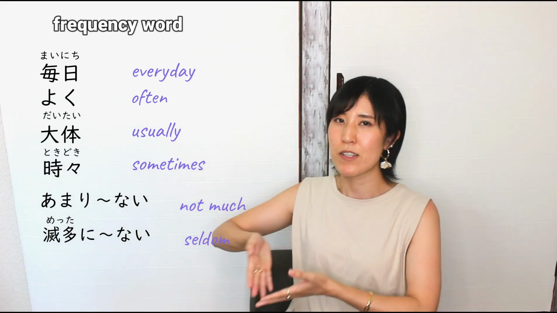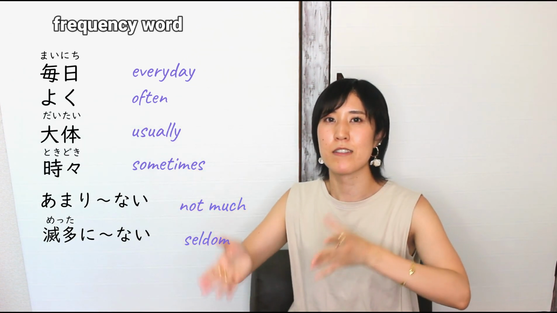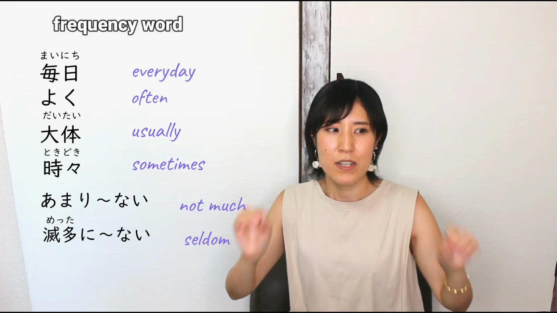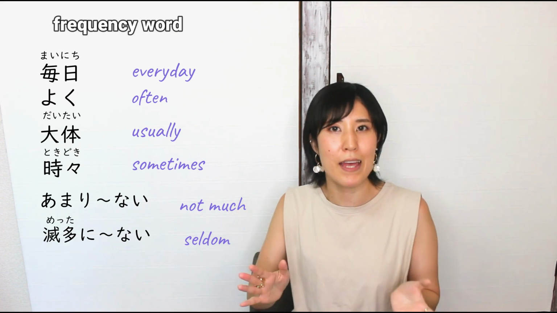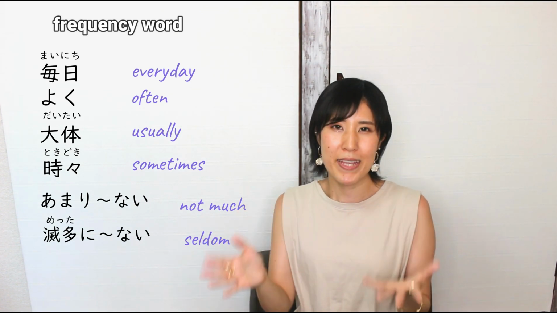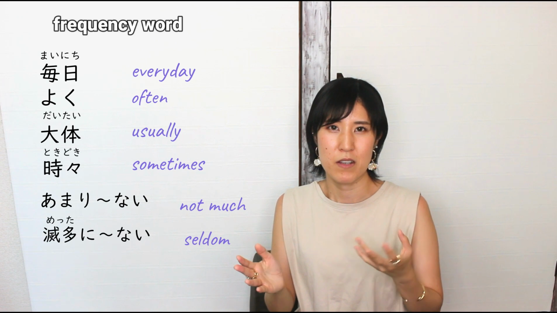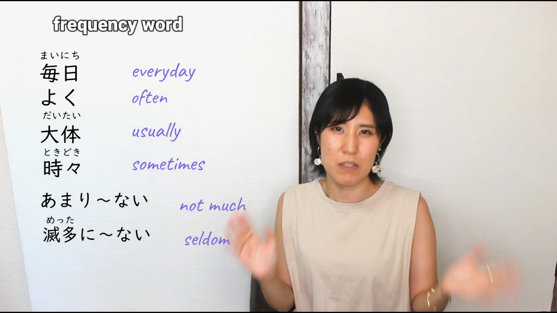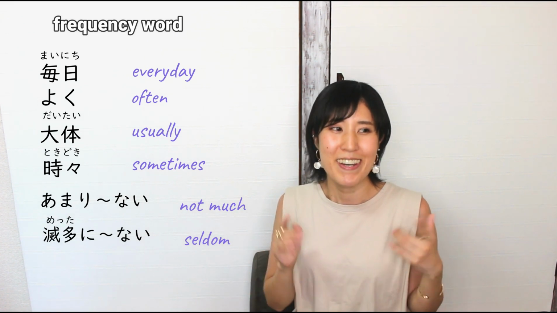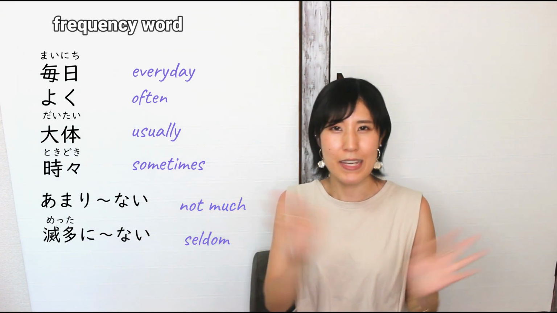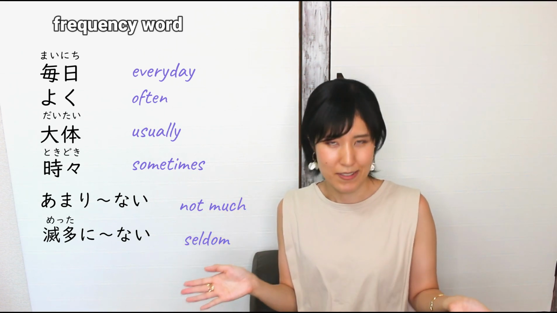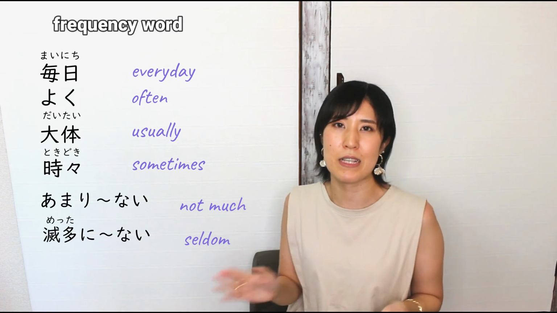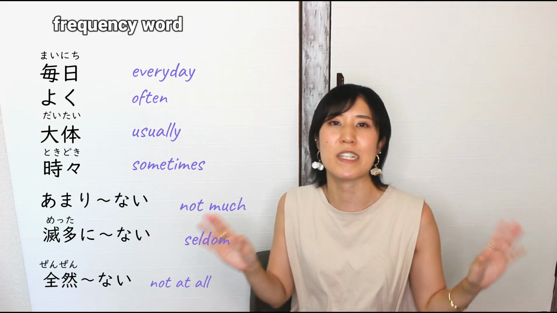Now, the negative words: あまり, めったに, 全然. So, あまり is not much. These words need a negative sentence after them. So, あまり something ません. あまりお酒を飲みません。めったに means seldom, very rarely do it. 私はめったにゲームをしません。はい。で、全然 something ません is like never. You don't do it at all.